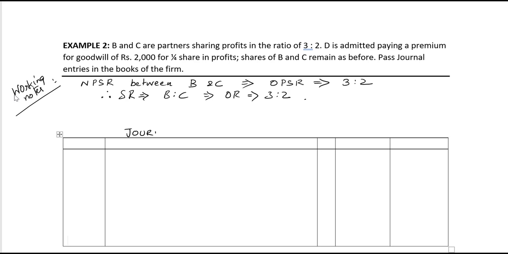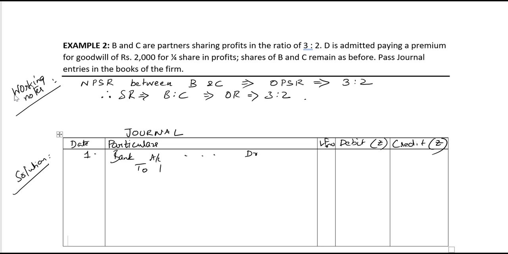Journal. Date. Particulars. LF number. Debit rupees. And credit rupees. The first journal entry for the premium for goodwill, rupees 2000 brought in by partner B. So we have bank account debit to premium for goodwill.